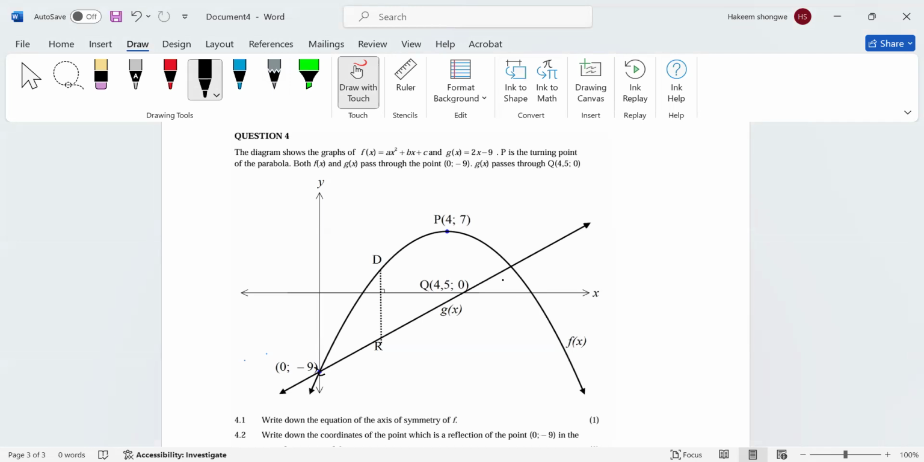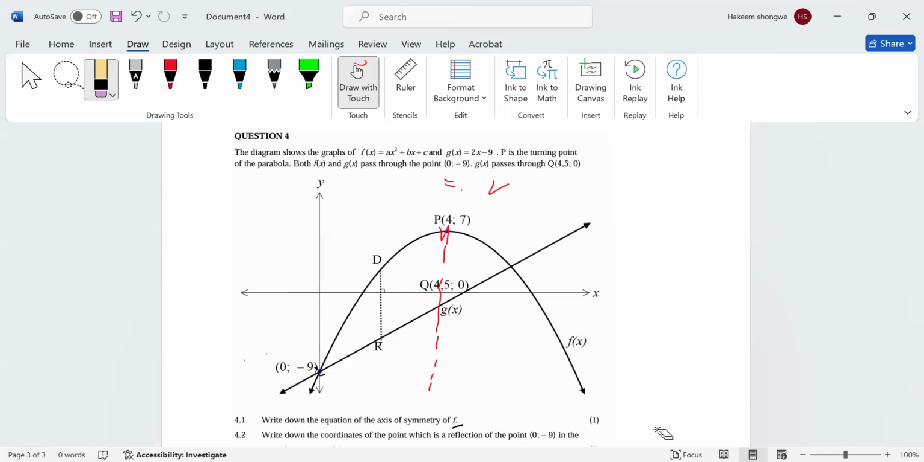So the first question says write down the equation of the axis of symmetry of f. We know that the axis of symmetry is the line that cuts the graph into two equal parts, right? So the axis of symmetry is going to be x equals 4. It's an equation. So this is our axis of symmetry, x equals 4, and it's one mark. Okay, let's go to number 2.